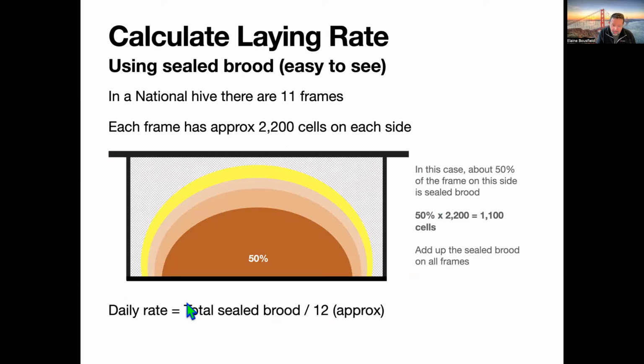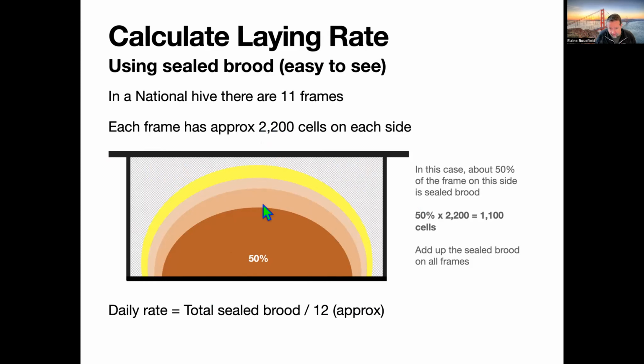You can count up how many frames of sealed brood you have. So in this case, on this frame, I've got half on one side, and if it was the same on the other side, then I've got half a frame of sealed brood. I'm told, I don't really use national hives, but most people seem to, you've got about 2,200 usable cells per side. So if half of a side is sealed brood, that's going to be 1,100 cells.